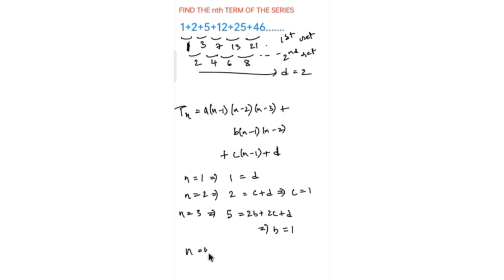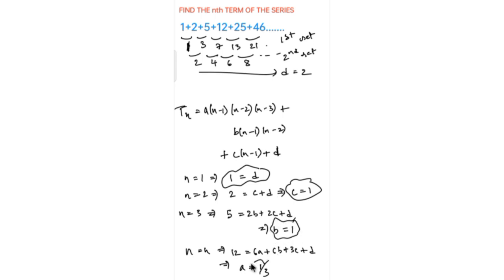When you put n is equal to 4, you get 12 is equal to 6A plus 6B plus 3C plus D. Here B is equal to 1, C is equal to 1 and D is equal to 1. From this you can put 6 plus 3 plus 1, and you get the A value to be 1 by 3. So you are getting A value to be 1 by 3, B value to be 1, C value to be 1 and D value to be 1. So these are our coefficient values.